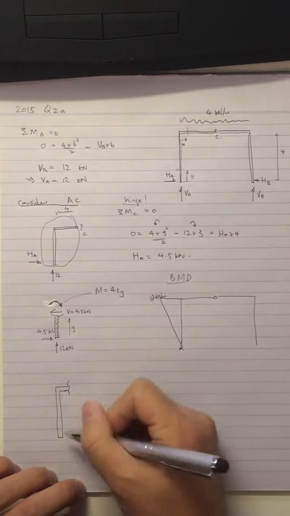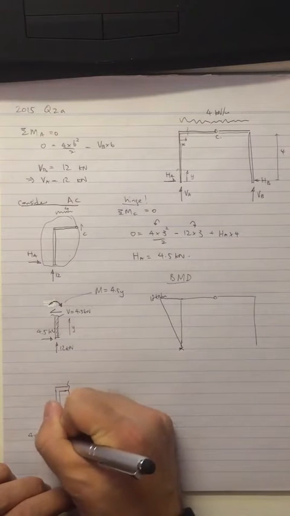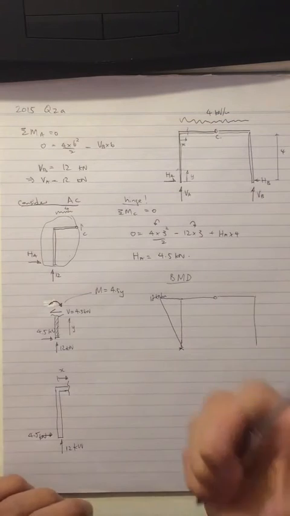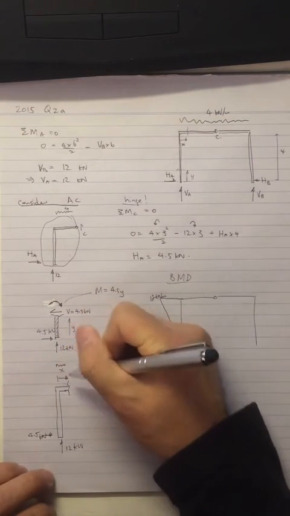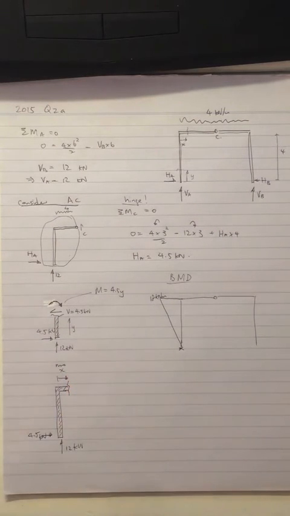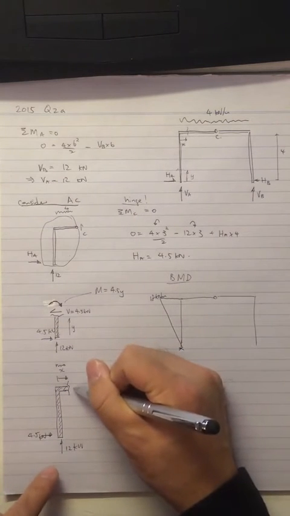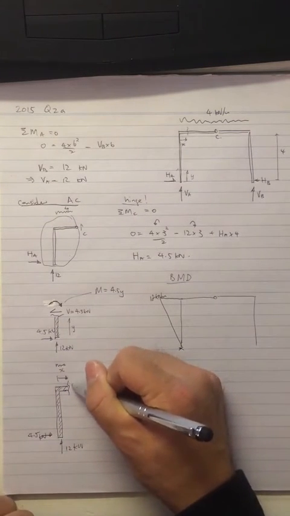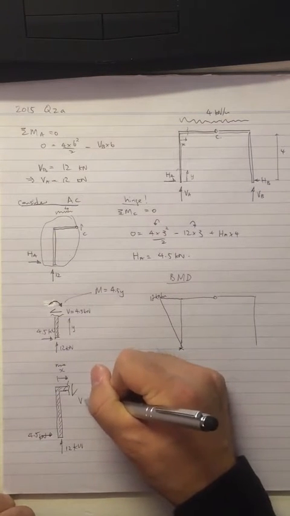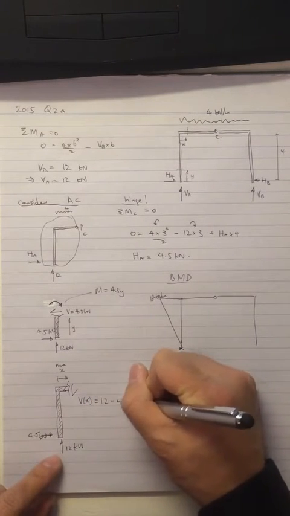So this time we've got 12 kilonewtons here upwards, 4.5 kilonewtons here, and we're going to call this distance x, and we've got some distributed load applied here. Okay, so obviously for this to be in equilibrium, there's going to be some shear force across that cut, so it'll be a shear force downwards, and the magnitude of that shear force as a function of x will be 12 minus 4 times x.